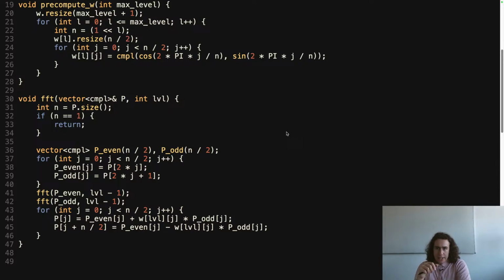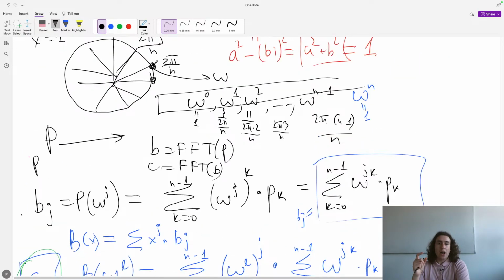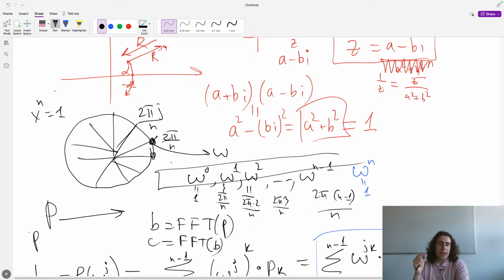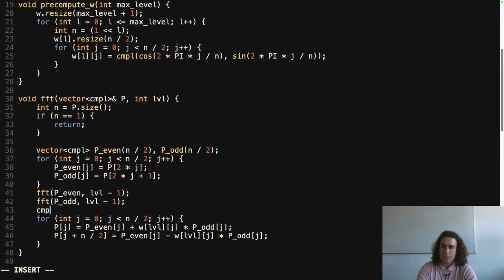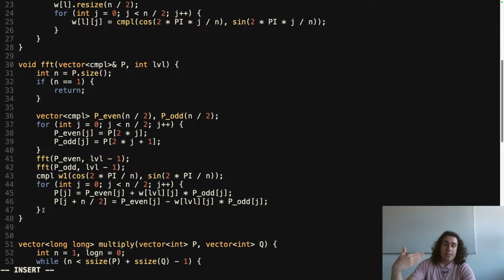There is another way sometimes people do this. As I talked about before, all our roots of unity are just powers of the smallest one, which is the angle 2 pi over n. So here, people just compute the first one, W1, which is cosine of 2 pi over n, sine of 2 pi over n. And then in this for loop, we just evaluate its powers. So we store some current w, and then we multiply it by w1 every time.